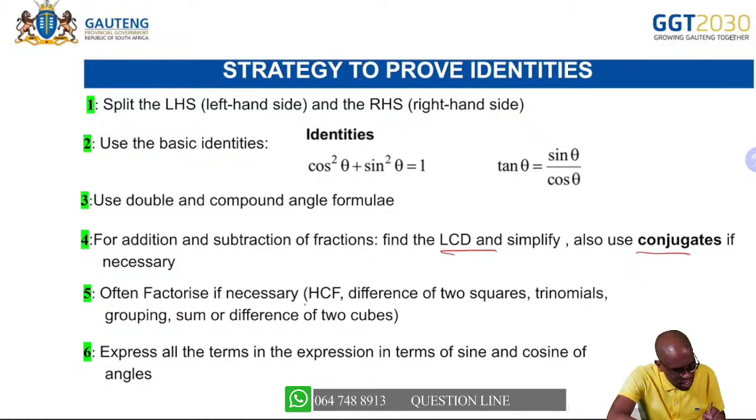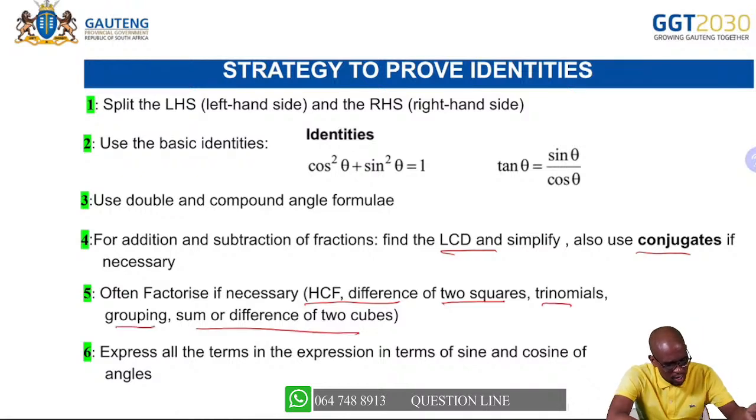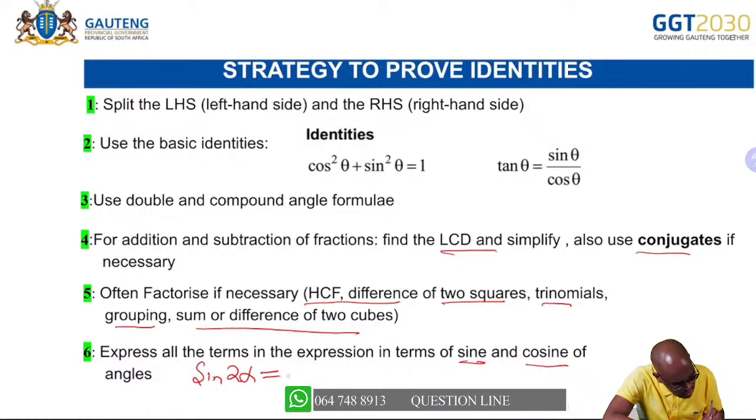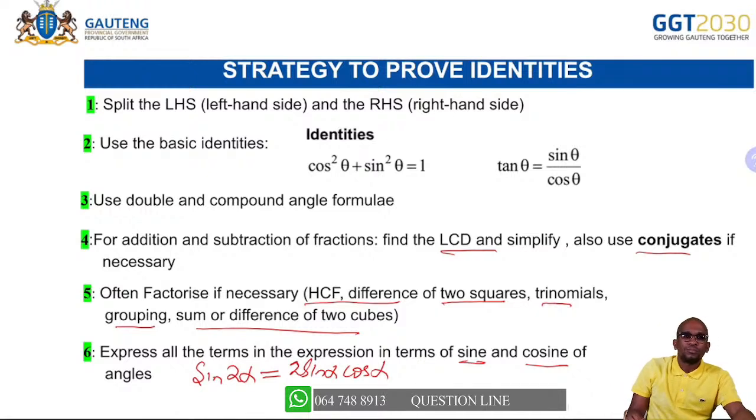Now, when we factorize, please consider taking out the highest common factor, difference of 2 squares, trinomials, grouping, sum and difference of the 2 cubes. And it's also important that you express all the terms in terms of sine and cosine of angles. Also, in addition, wherever you see sine 2 alpha, you always need to change that to 2 sine alpha cos alpha. It's very, very important. Right, let's look at a few examples on identities as we try and conclude today's lesson.